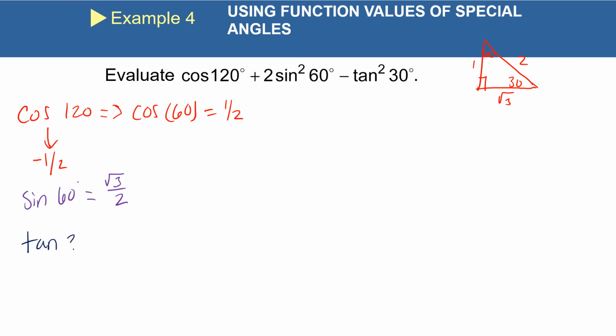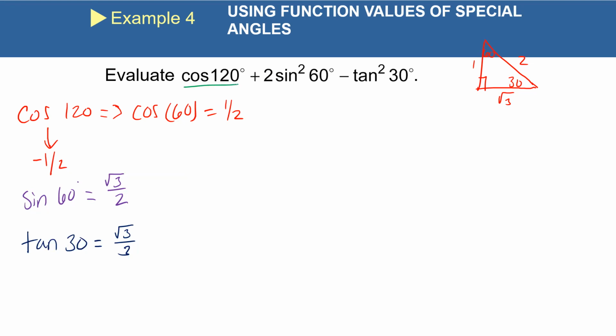Interesting. Tan of 30. What is the tan of 30? Square root of 3 over 3? Yes. So the tan of 30 is square root of 3 over 3, because opposite over adjacent is 1 over the square root of 3, which becomes square root of 3 over 3. Do I have all of my values I need to plug in? Yes, we do.